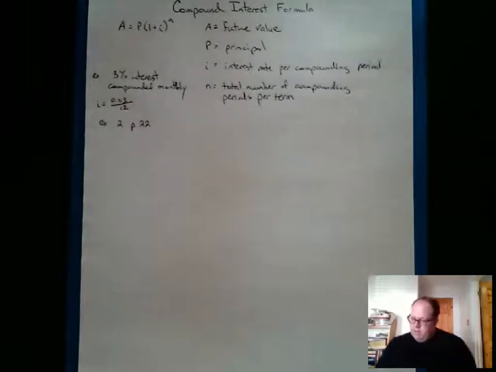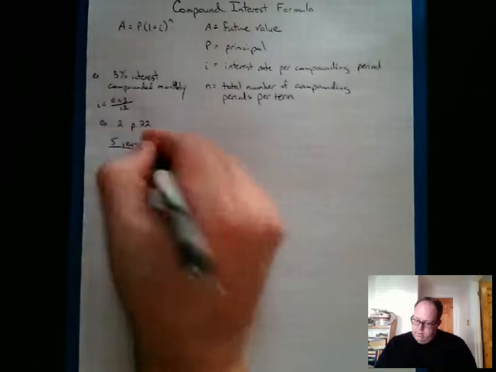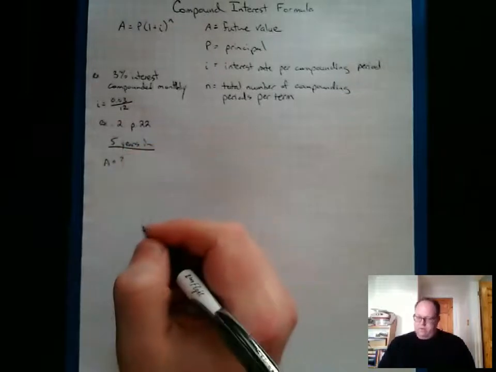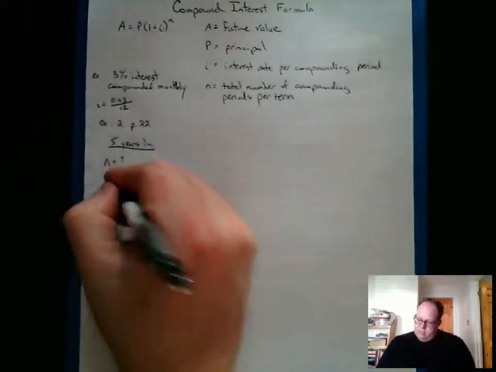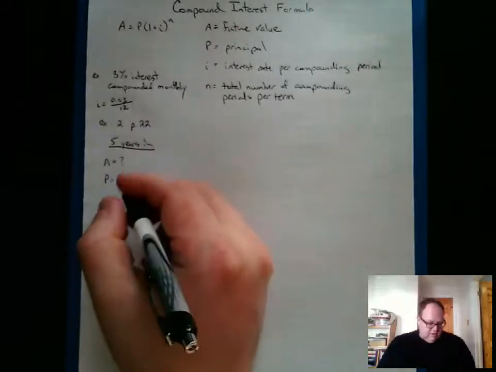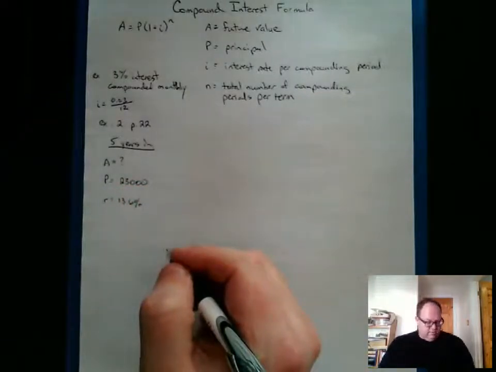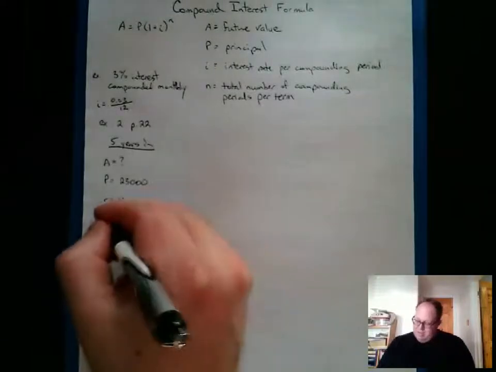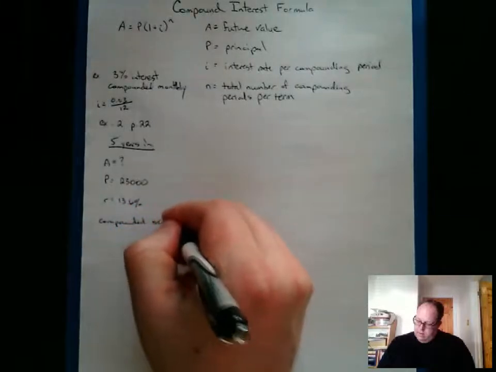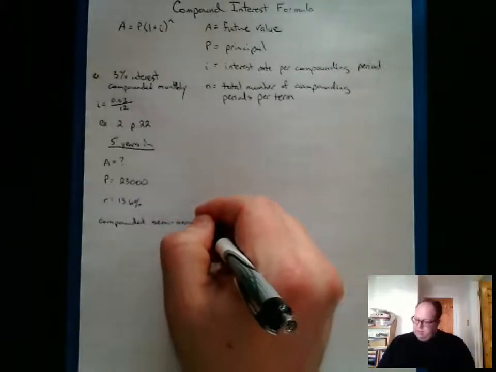So, let's talk about 5 years in. So 5 years in, our future value is what we're looking for. The principal is $23,000. Our annual interest rate is 13.6%. We're going to use that a bit in a minute to figure out our i value. And this is compounded semi-annually. Remember how to spell annually. Doing good.